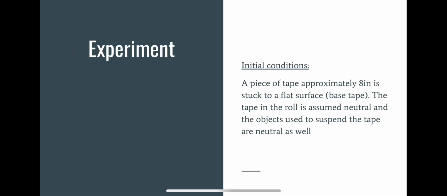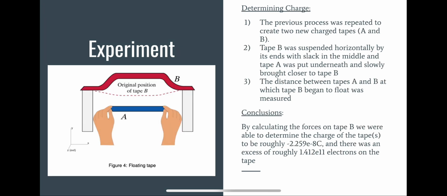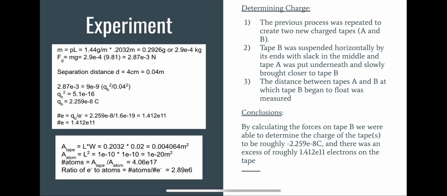To better explain my model, I'll briefly go over our observations and results from the Lab 1 experiment. To start off, we have a base tape that's stuck onto a table and is used to charge other pieces of tape that are assumed to be neutral. After charging, the tapes must be negative because they were repelled by a negatively charged pen and attracted to neutral matter. Then we created two charged tapes and were able to float tape B above tape A using its repulsion. Then, using the point charge model and Newton's second law, we were able to calculate a rough estimate for what the charge should be on each tape.